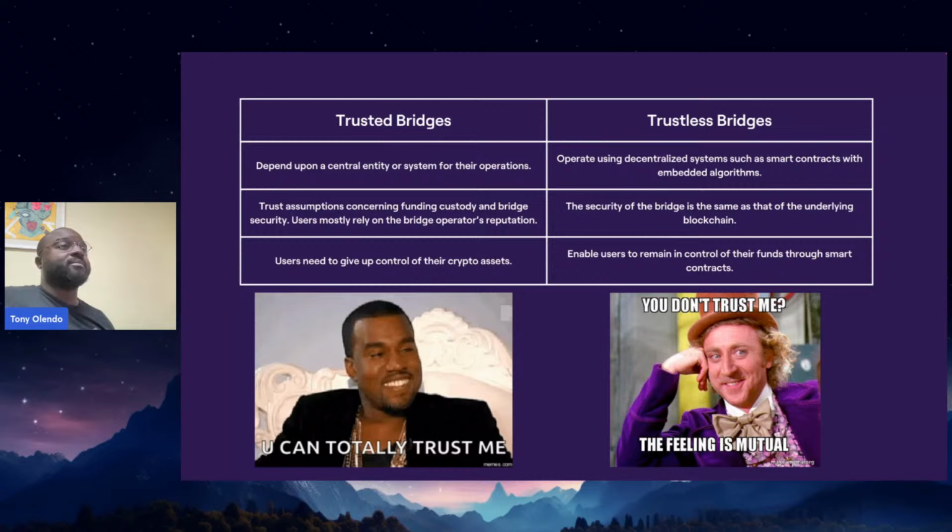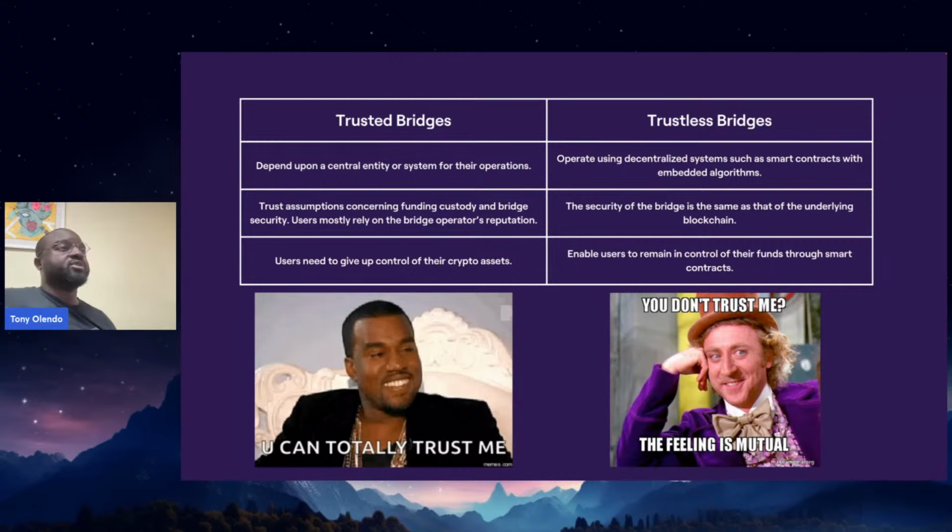But you also have trustless bridges, and these are the native bridges that are built, maintained and operated by the respective chains. And so each and every L2 has their own bridge that they maintain, and they operate using decentralized systems such as smart contracts and embedded algorithms. And because they're run by the underlying blockchain, you inherit the security of that particular blockchain. And so if the Polygon bridge or the OP bridge goes down, it's essentially saying that OP itself is down, or Polygon is down, or something of that.